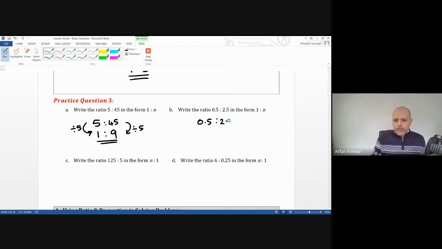Oh, it's a bit of a weird one. 0.5 to 2.5 in the form 1 to something. Well, to get from a half to 1, we're going to have to double it.